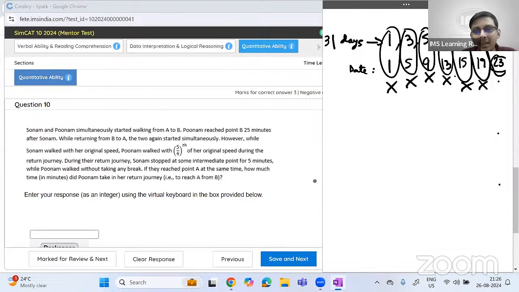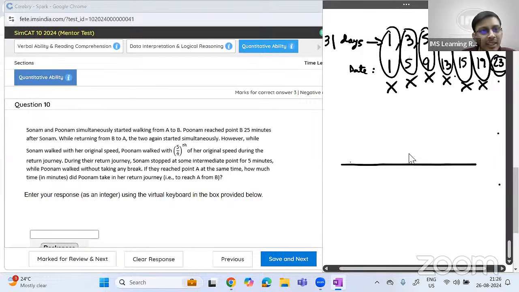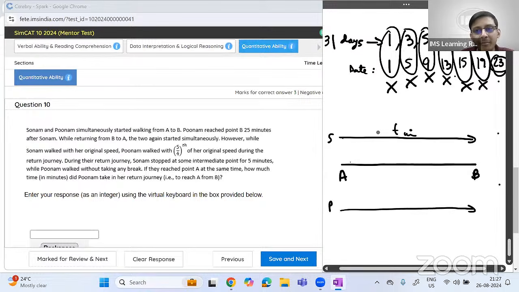Okay, so let me make the diagram. That usually makes things clearer. We have points A and B. They are both starting from A to B, Sonam and Poonam. Poonam reaches point B 25 minutes after Sonam. So let's say Sonam takes T minutes and Poonam will therefore take T plus 25 minutes.